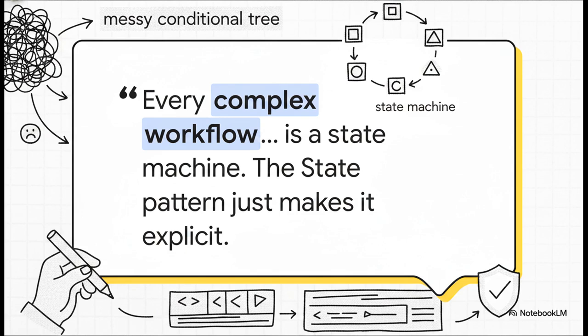Every complex workflow in your system is a state machine, whether you formalized it or not. The state pattern just makes it explicit. So take a look at the codebase you're working in today. Which fragile, messy conditional tree is secretly begging to be transformed into an elegant, explicit state machine? Tame the explosion and write code you'll actually enjoy maintaining.